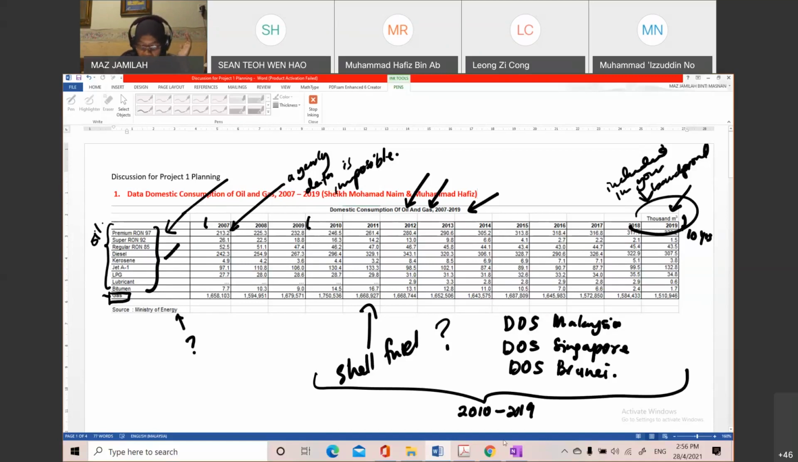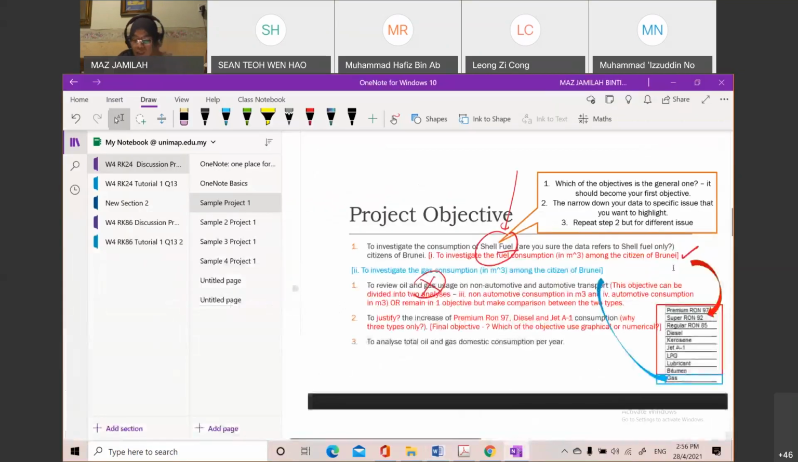Now, to go back to my intention just now, for the first objective, you want to investigate the consumption of all Brunei from 2010 until 2019. Then you are going to talk about the whole types of petroleum involved in your data set. So you will have the general objective for the first objective, because it includes regardless of what types of petroleum, what the usage of that particular data will be from 2010 until 2019. And for this one, you will have to identify whether you should use graphical or numerical.